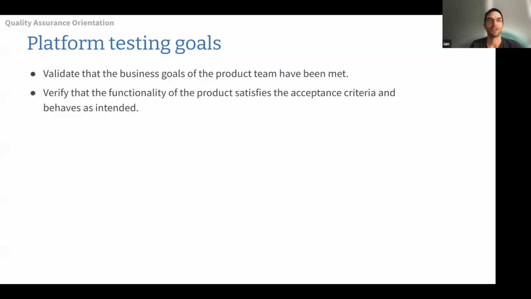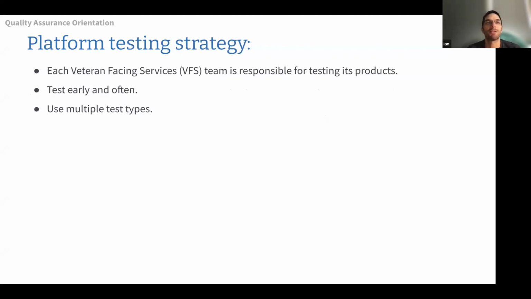So getting started with QA. On a broad level, the platform testing goals are to validate that the business goals of the product team have been met. And we also want to verify that the acceptance criteria is behaving as intended. Pretty high-level general goals, which most people, if you've worked in QA at all, will be familiar with. Our strategy to get there: each veteran-facing services team, VFS for short, is responsible for testing its products. And we encourage you to test early and often and use multiple test types as appropriate.